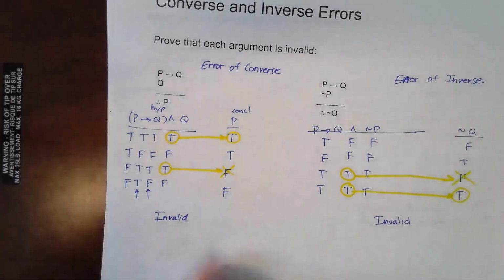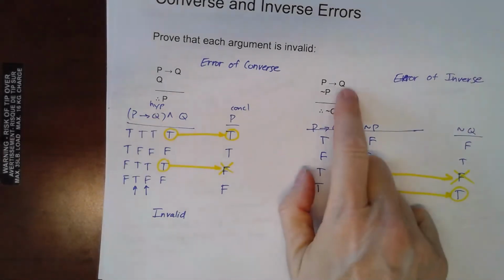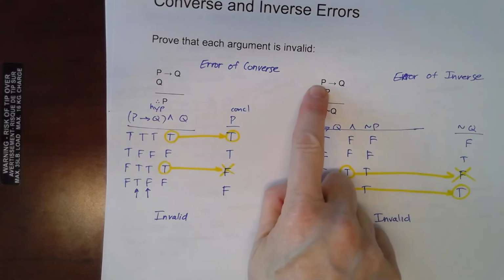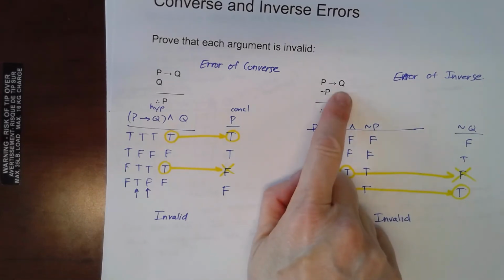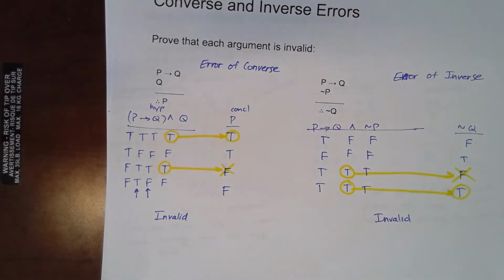So people try to use this argument if they know P implies Q, if not P is true, they think certainly not Q must be true. It's not the way, the inverse is not logically equivalent to the original statement.